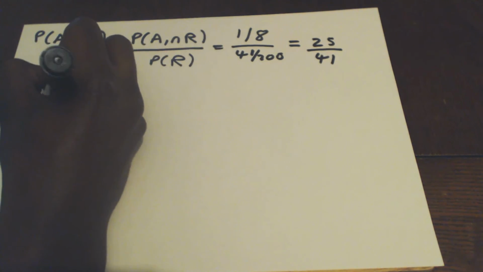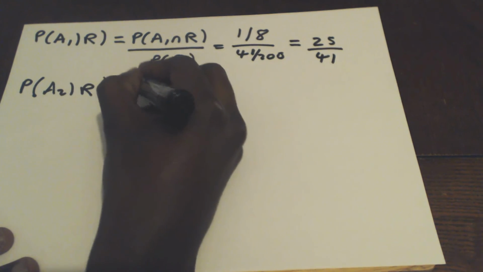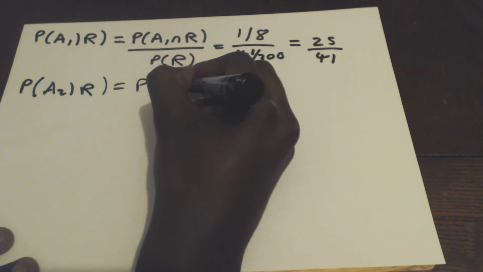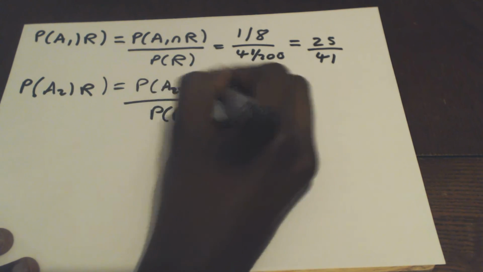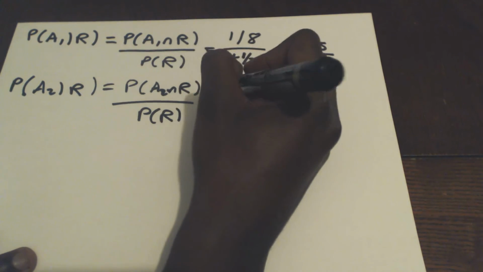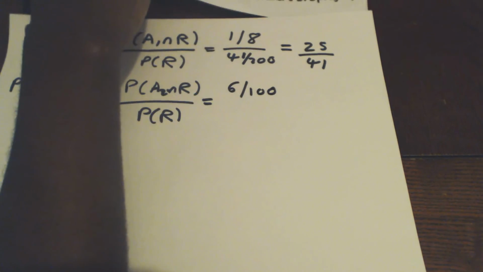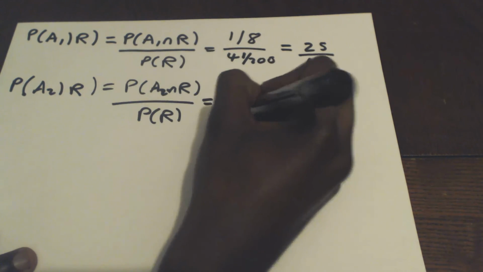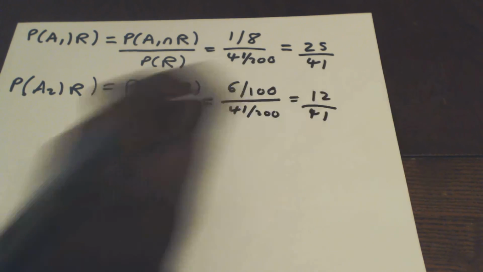Now for the probability that it's a brand 2 DVD player, that's going to be A2 given R. And again, by definition of conditional probability, that's A2 intersection R over the probability of R, and that is going to be 6/100, or 3/50 if you have that, that's fine, over 41 over 200, and that simplifies to 12 out of 41.